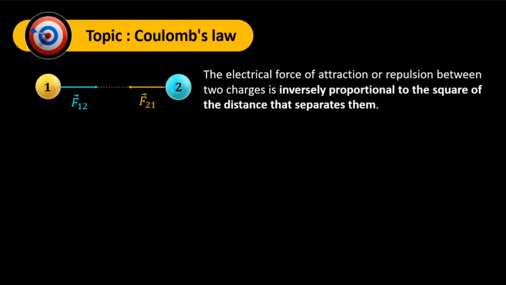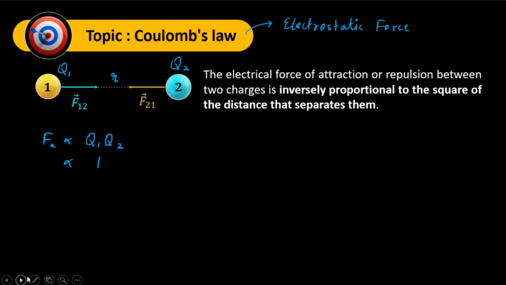So this is a law which helps us to find electrostatic force, which is also called electrical force. According to this law, the electrostatic force acting between two charges is directly proportional to the product of the charges. Suppose this body has charge q1 and this body has charge q2. The electrostatic force is directly proportional to the product of charges, and it is inversely proportional to the square of the distance between the charges. That is what you need to understand here.